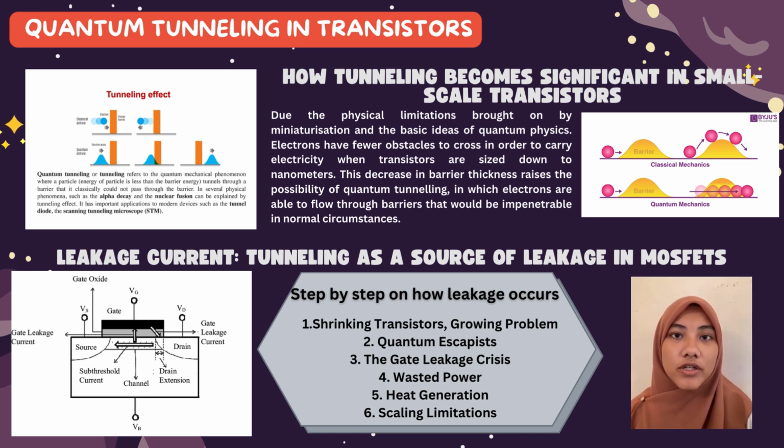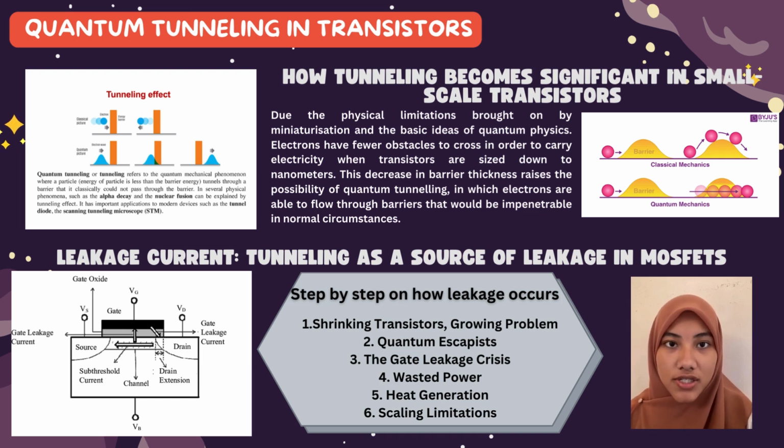Now let's talk about how tunneling becomes the reason for leakage current in MOSFETs. Firstly, shrinking transistors, a growing problem. As transistors shrink to incredibly small dimensions, which is nanometers, the gate oxide, which insulates the gate from the conducting channel, becomes extremely thin, often just a few atoms thick. Next, quantum escapees. At such small scales, the wave-like nature of electrons takes center stage. They can tunnel through the thin gate oxide even if they don't have enough energy to overcome the barrier conventionally.